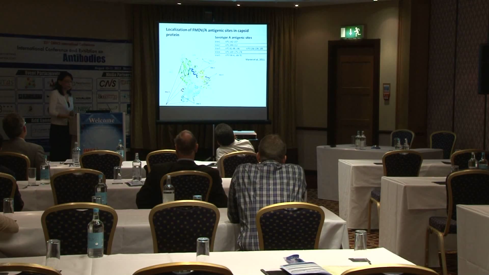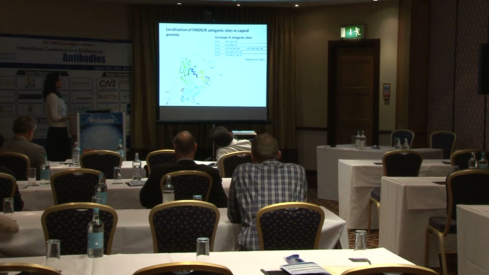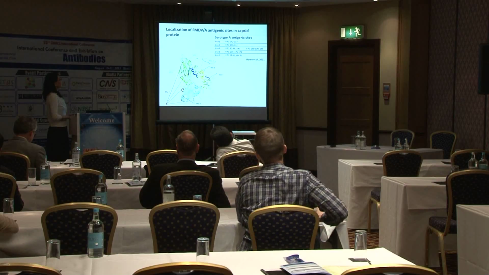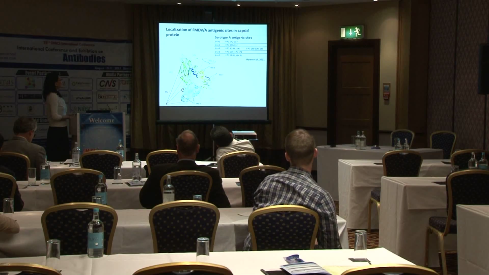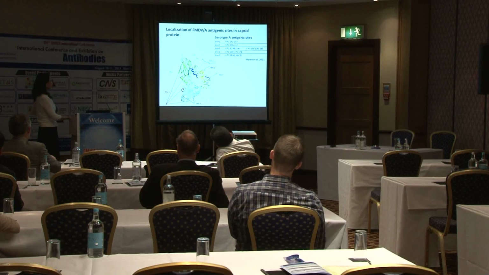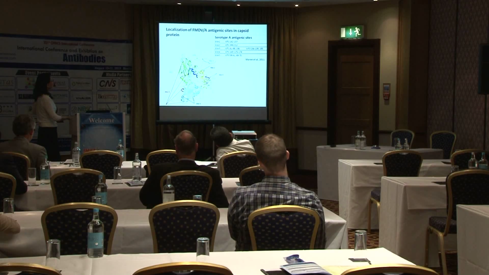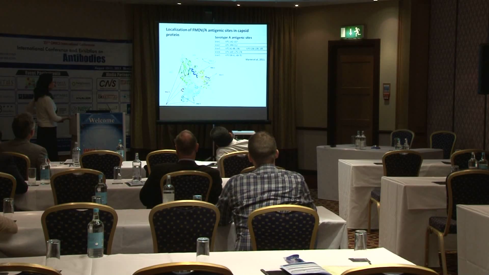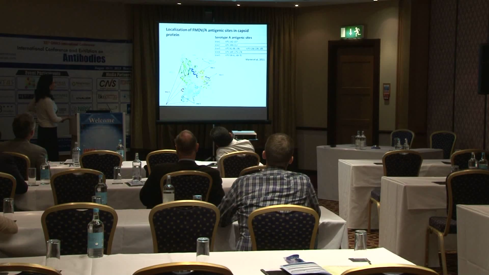Previously, antigenic sites for FMD virus have been identified. There are 5 antigenic sites, site 1 to 5. Antigenic sites 1, 2, and 4 are located on the VP1 structural protein, site 3 is located on VP2 and VP3, and site 5 is located on VP3 here.